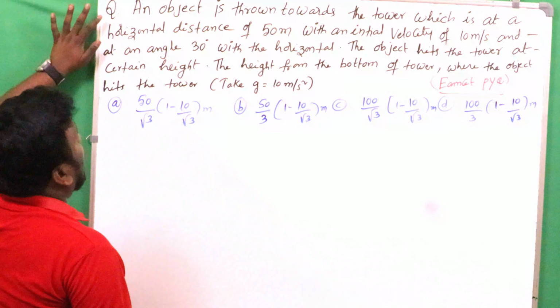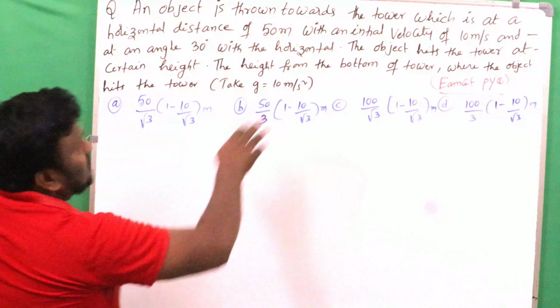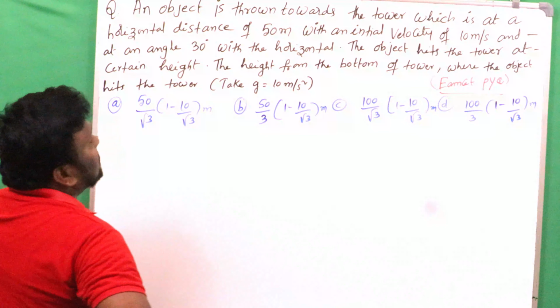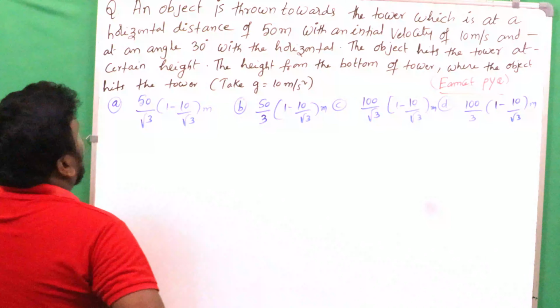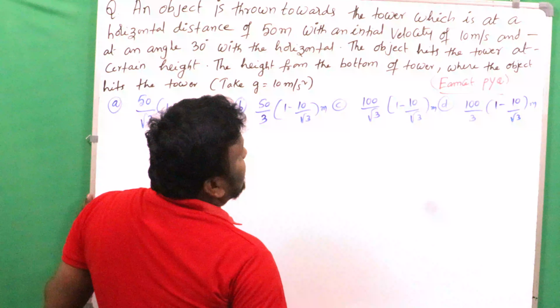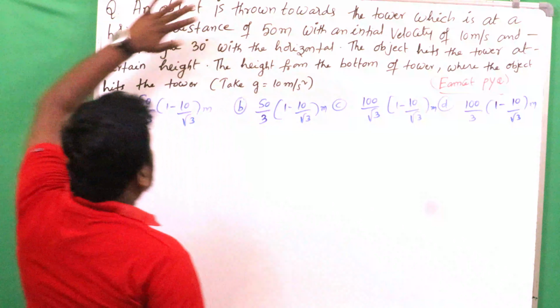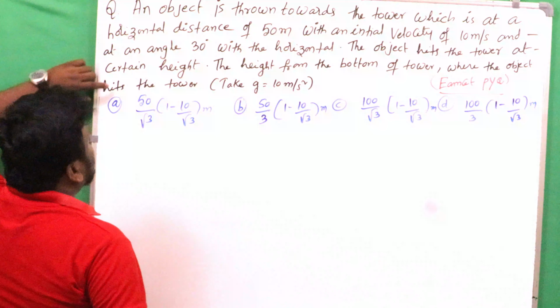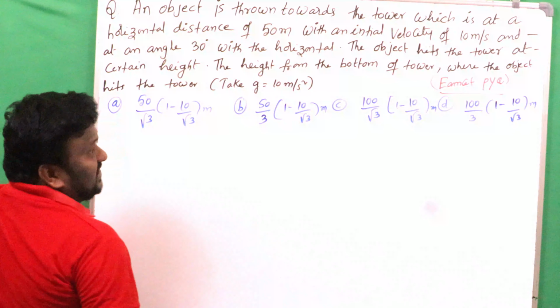Look here, an object is thrown towards the tower which is at a horizontal distance of 50 meters with an initial velocity of 10 meters per second at an angle 30 degrees with the horizontal. The object hits the tower at a certain height. Find the height from the bottom of the tower where the object hits the tower. Take g equals 10 meters per second square.